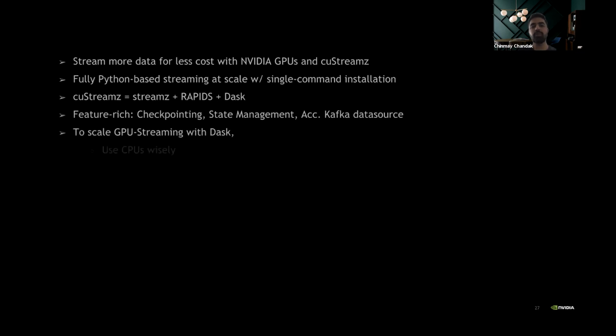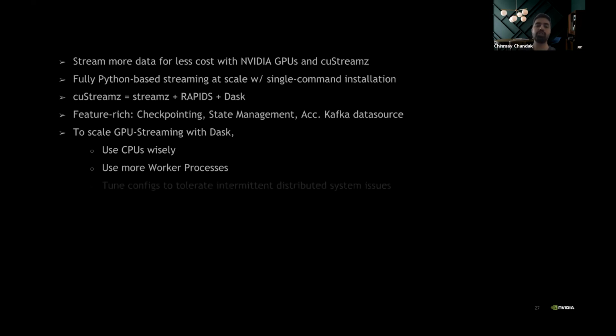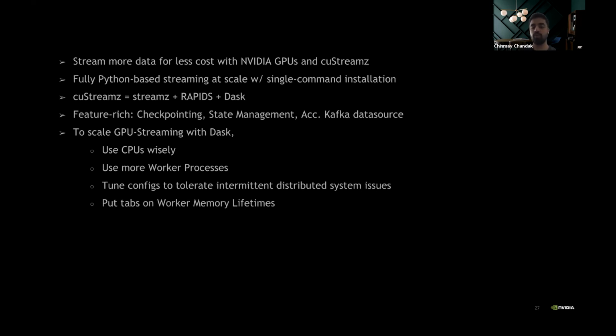To scale GPU streaming with Dask, you need to use CPUs wisely, since the end-to-end streaming stack is really huge and not all of it is GPU accelerated, for example, reading from Kafka. Use more worker processes, but not too many, because there's a CUDA context created on a GPU per process. You can tune configs to tolerate distributed system issues like connection issues between the workers and the scheduler. You also need to keep tabs on the worker memory lifetimes, because memory of the workers can keep increasing, and that might cause issues when the workers terminate.